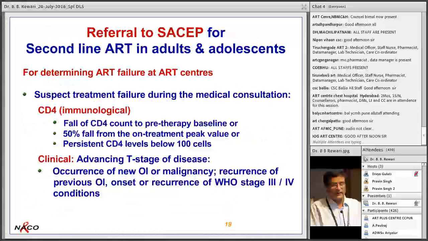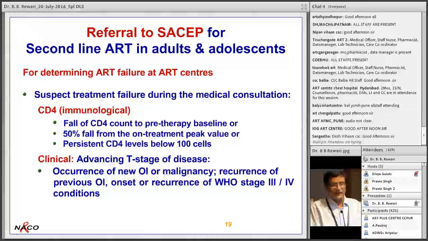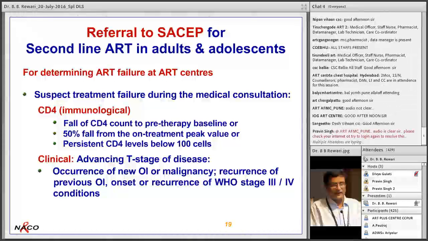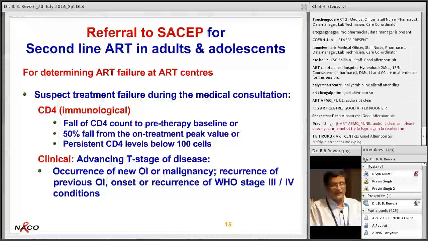The CD4 immunological criteria: fall of CD4 count to pre-therapy baseline level, or 50% fall from on-treatment peak value, or persistent CD4 below 100 cells. Any one of these means the patient has immunological failure. We have been asked whether this should be all of them. No, it is "or". So either a fall to pre-therapy baseline, or 50% fall, or persistent CD4 below 100 cells.